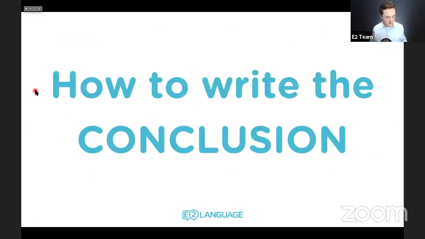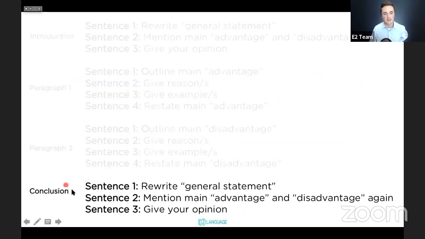Maybe after this lesson. Let's now move to the conclusion, because if you start well and you have a good paragraph structure, you want to have a good conclusion. You want to finish well, so you maximize your score. How do we write the conclusion? Well, the conclusion is the 4th paragraph, and it will have 3 sentences.